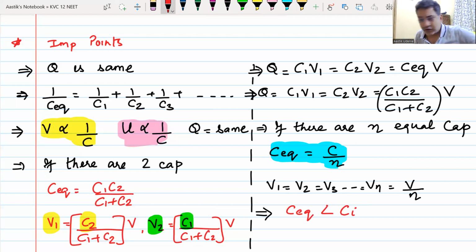This is how a question can be asked. If you have capacitors whose capacitance is 2, 3, 4, 5, and so on, and you connect them in series, what will be the equivalent capacitance? Remember, the equivalent capacitance will be less than the lowest one. It will always be lesser than all of the capacitors or any individual capacitor. The equivalent capacitance is always less than the individual capacitance. Do we understand this?